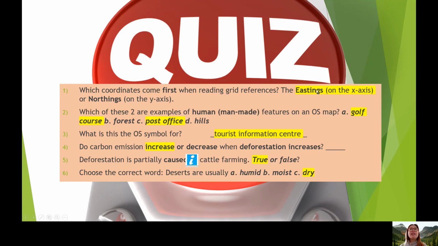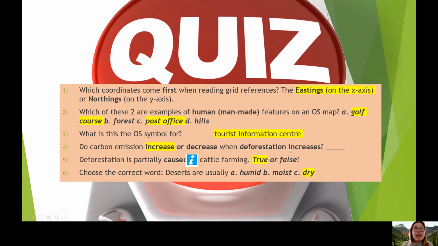Okay, eastings coordinates always come first before northings. We go along the corridor and up the stairs. And we'll go through some more examples of these later in this lesson so you can embed your knowledge. Now, which of these two are examples of human man-made features on an OS map? Well, golf courses and post offices, because they don't occur naturally in the wild. And this I was a symbol for a tourist information centre.